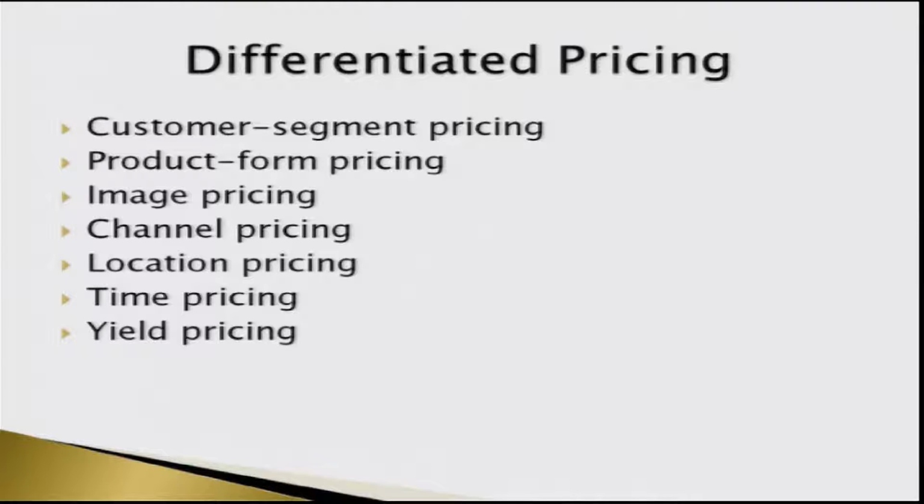Then you have differentiated pricing. Now this is an important aspect of pricing: marketeers tend to price products differently depending on the customer segment they are selling to, the product form they are selling, the kind of image they have, the channel, the location, the time and the yield. Depending on these, you will find that the pricing is differentiated.